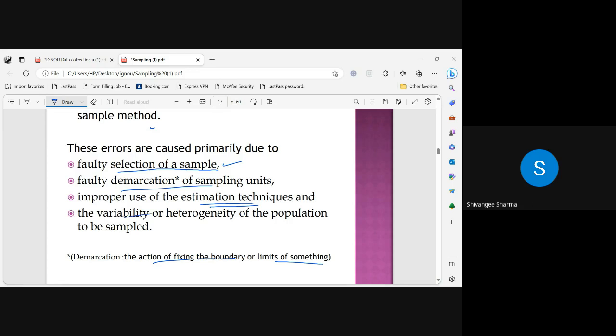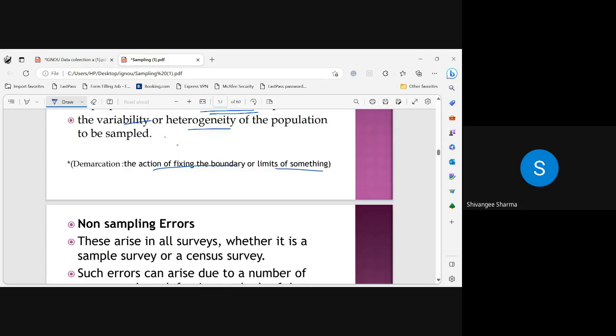The variability and heterogeneity of the population to be sampled. If the population which is being studied is very heterogeneous or very variable, then you cannot use the sampling technique. Despite that, if you take out the sample and perform the study, that will be full of sampling errors.